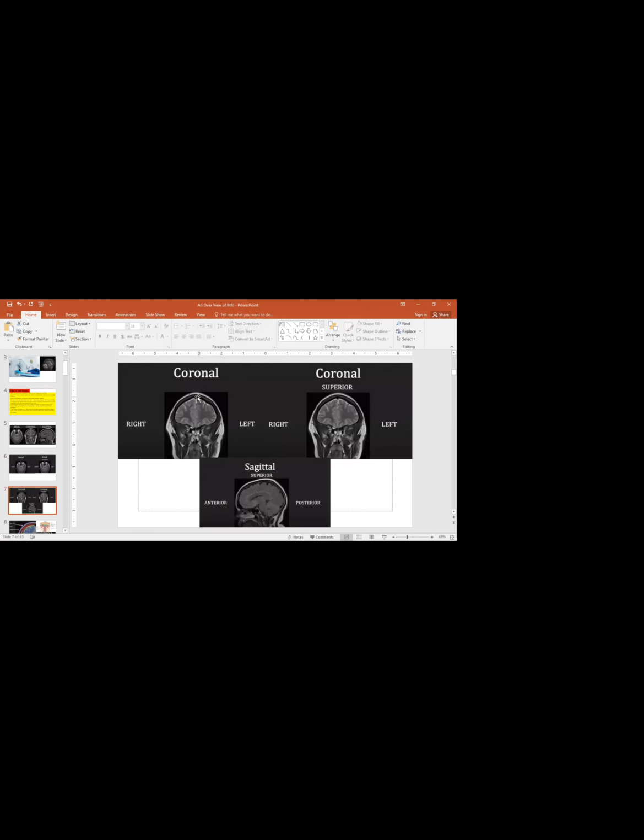Now, these are coronal sections. In coronal sections, the patient's right is at our left, and the patient's left is on our right, and we can make out the superior and inferior positions. In sagittal scanning, where we are cutting the body into two halves, we can see the anterior part, the posterior part, and the superior and inferior parts in sagittal slices.